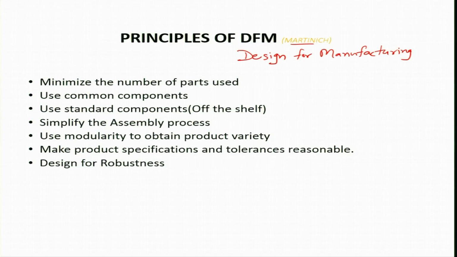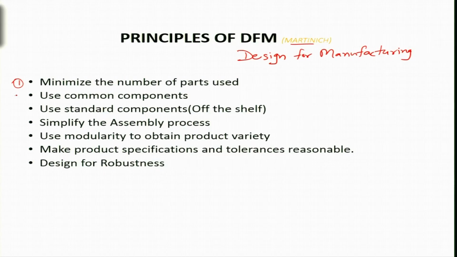So, if from the manufacturing point of view we look at design, the first and foremost principle in this case is to minimize the number of parts used. The fewer the parts in the product, the easier it is to manufacture. You have to manufacture fewer parts, so it is easier for manufacturing.